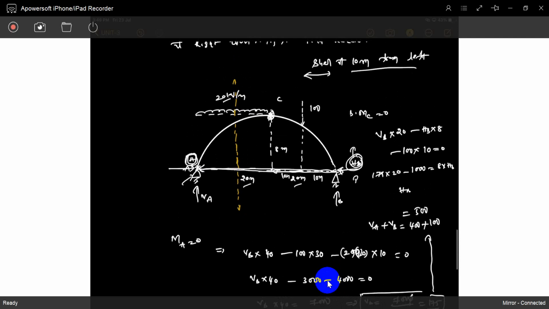HB is 175 multiplied with 20, minus 1000, divided by 8. It's 312.5. So HB is 312.5. HA is also there, because there are only those two horizontal reactions and no other horizontal loading. So HA is also 312.5 kilonewtons.